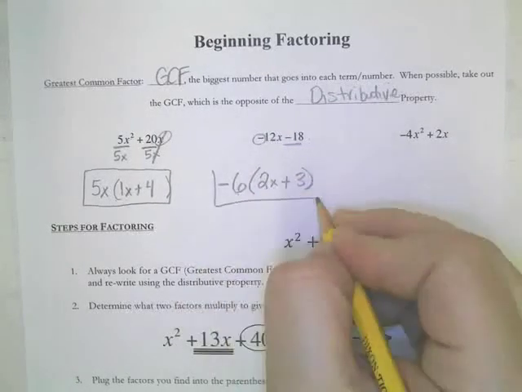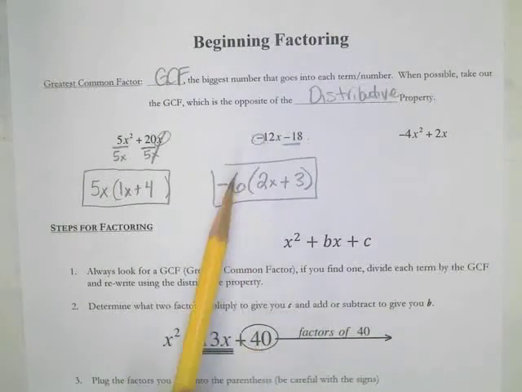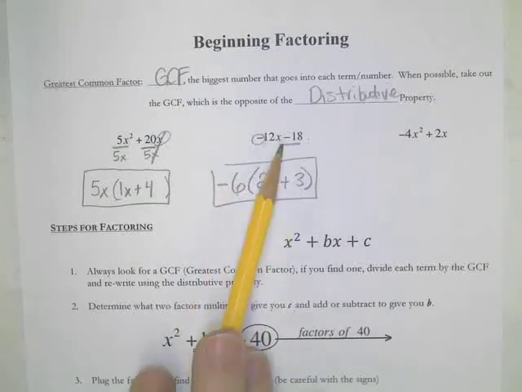And you can always double check your work by distributing. Negative 6 times 2x gives me negative 12x. Negative 6 times 3 gives me negative 18.